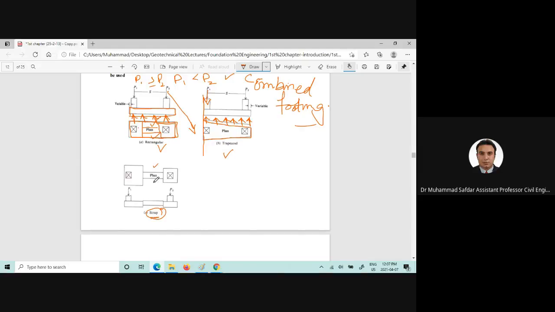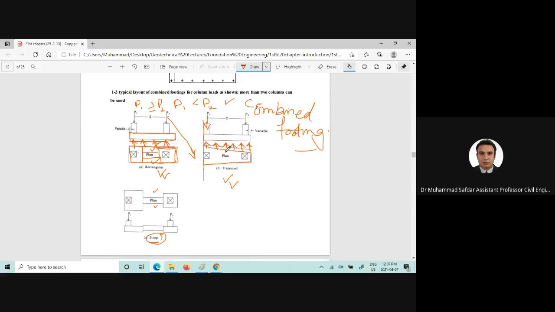So as you can see, we can save a few bucks on providing the strap here instead of a rectangular or trapezoidal combined footing. Now, usually the construction companies avoid such kind of structures and foundations because the formwork is very expensive and difficult, and it's time consuming. So people go with the rectangular and simple foundations.